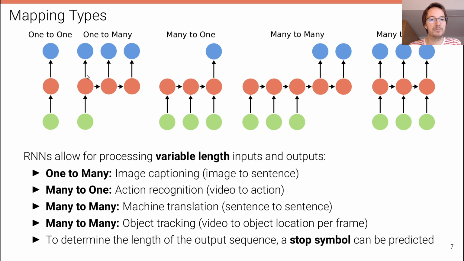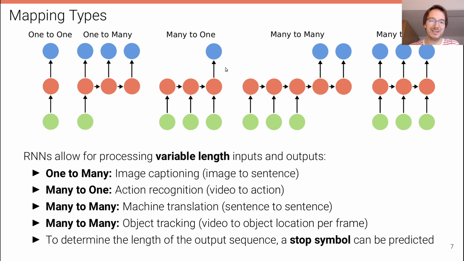Then we can realize using RNNs, for instance, one-to-many mappings where we have a single input, but the output is a sequence of elements. This might be relevant, for instance, in the context of image captioning, where we have an input image, a single image, and we want to create a sentence for it, where the sentence is represented in terms of a sequence of words. So we want to produce a sequence of words as output.